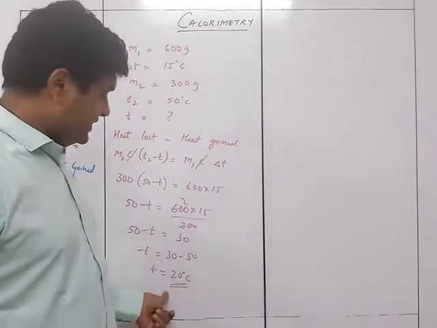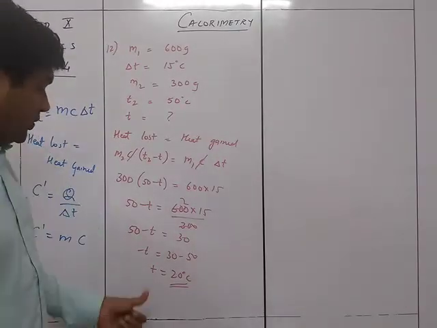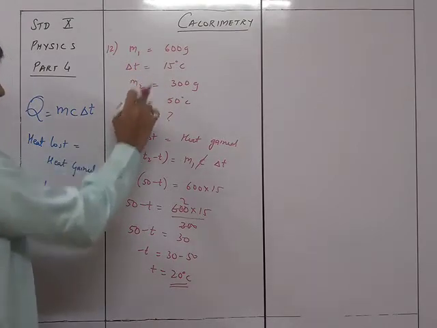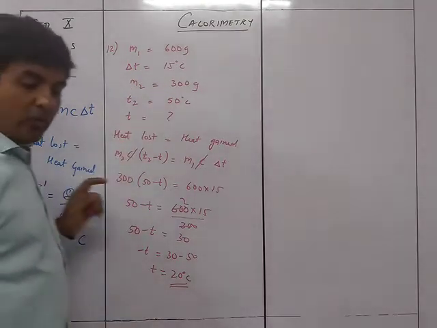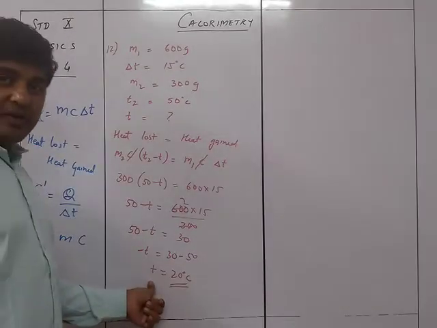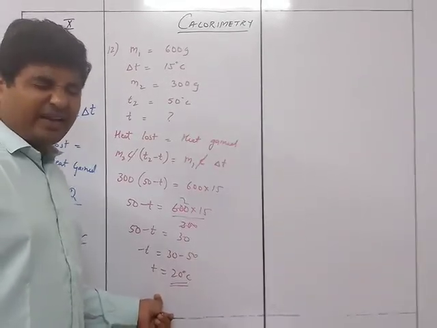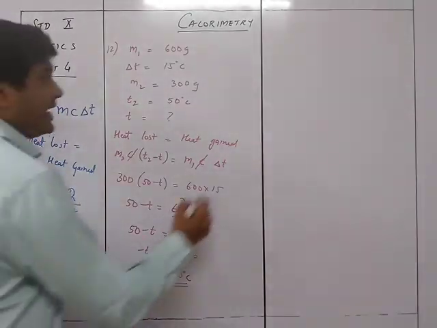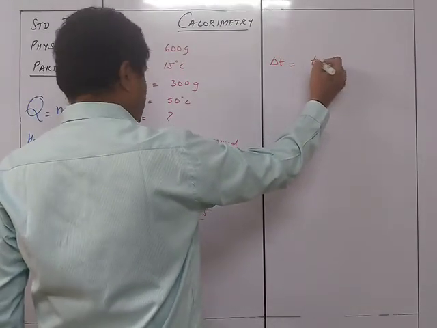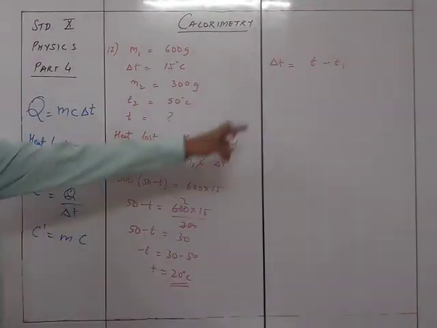Now this is T. That is the final temperature. But what you want is the initial temperature. What you got is the final temperature; what you wanted was the initial temperature of the cold water. So the change in temperature was 15 degrees and the final temperature is 20. So we know that delta T is equal to T minus T1. Delta T is nothing but T minus T1.